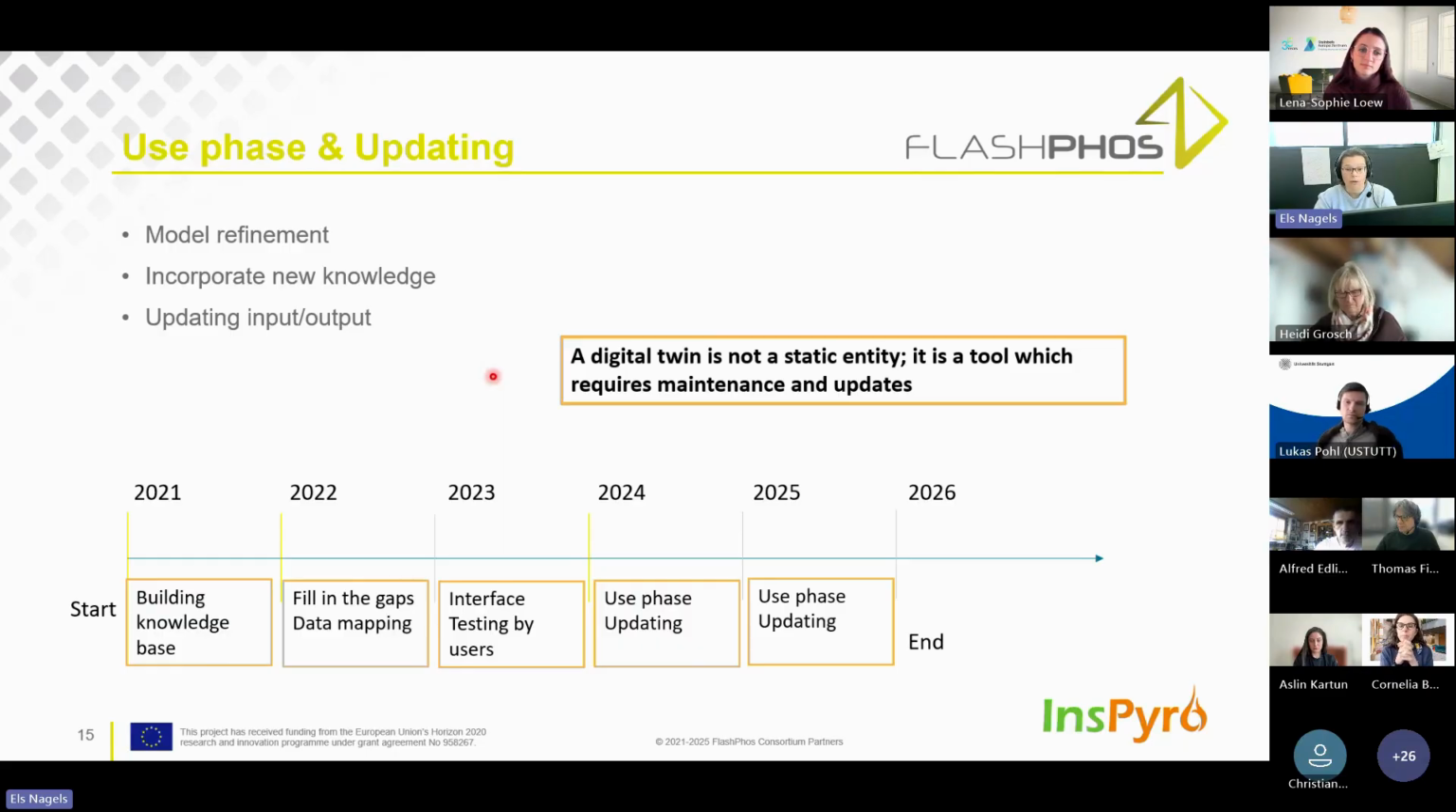And I would like to end with a note that this digital twin is not a static entity. It's a tool that requires maintenance and updates. It needs to be alive, so to say. So every time bits and pieces of information come in, they also need to find their way into the digital twin for everyone to use.